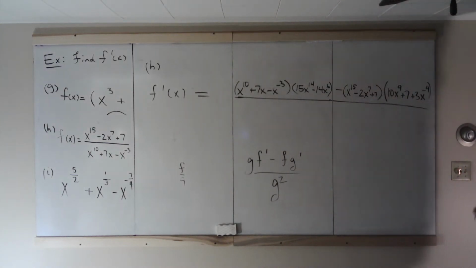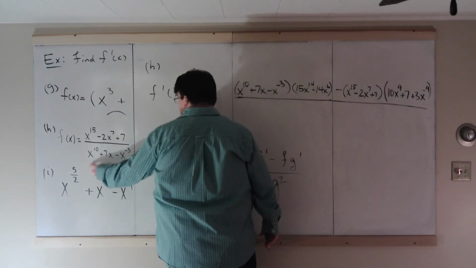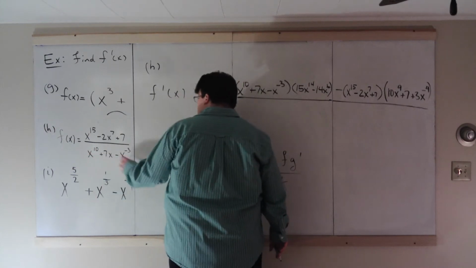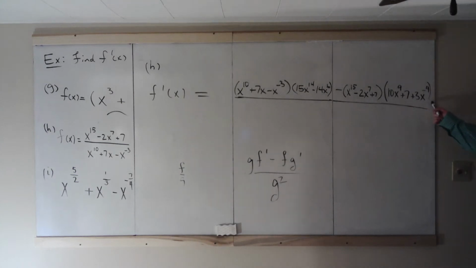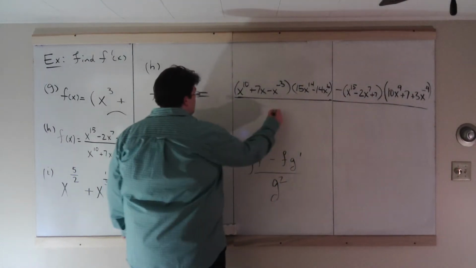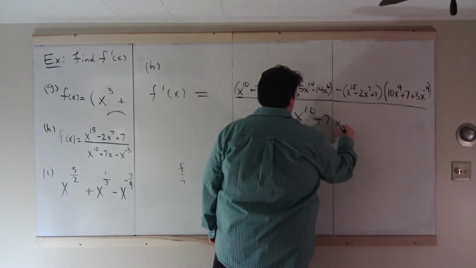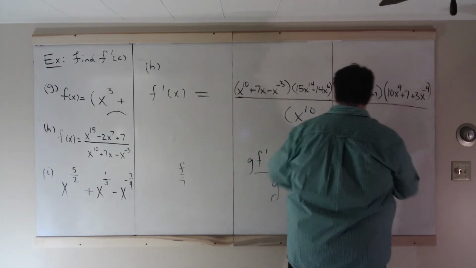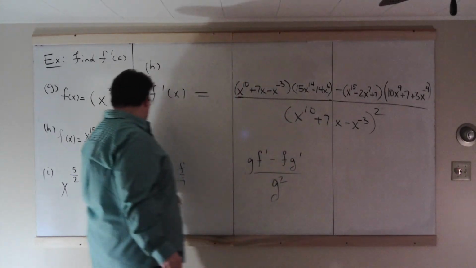We have some more power rules and constant rules. 10x to the 9. 7x is a constant times x, so the derivative is just the constant. Minus x to the negative 3. Well, we get a negative 3x to the negative 4, but the negatives make a positive, and it's all over bottom squared.